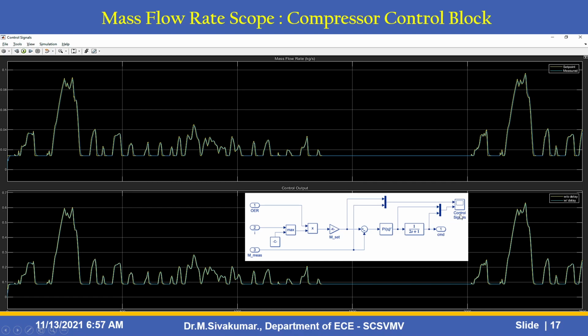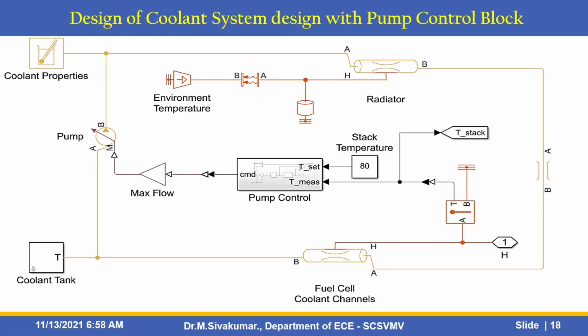In this, by using the sub-circuit, we can get the output signal like set point versus measured point mass flow rate, and similarly without delay and with delay. Also, you can analyze by using this compressor control block for measuring the mass flow rate. The next one, the design of Coolant System.